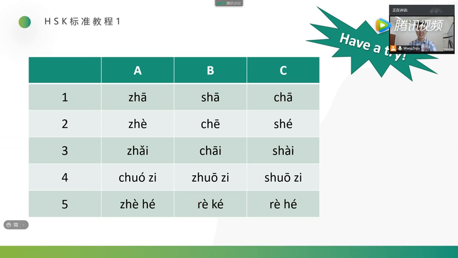Now let's have a try. Let's do a practice. I will read a syllable. Please choose the syllable you hear. Are you ready? Now let's start. Number 1. Sha, sha, sha. Which one do you choose? Very good. We should choose B.